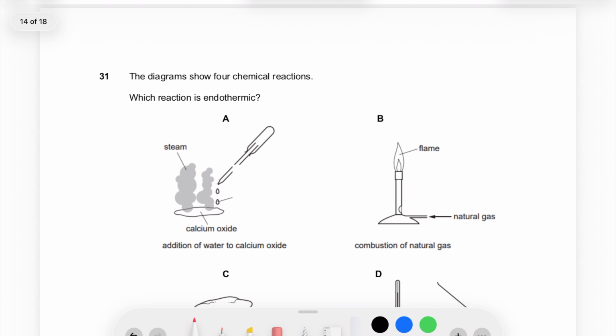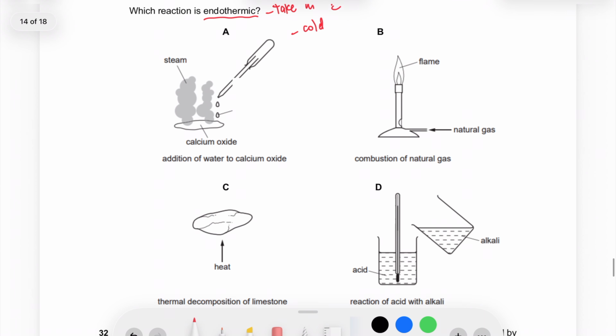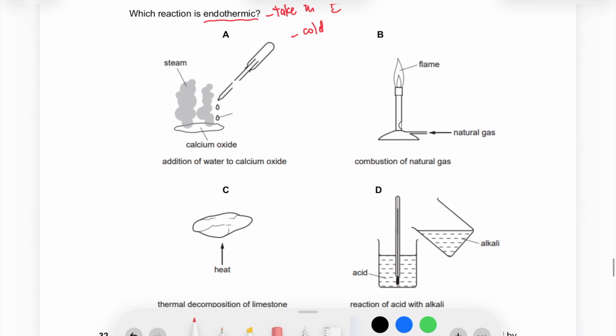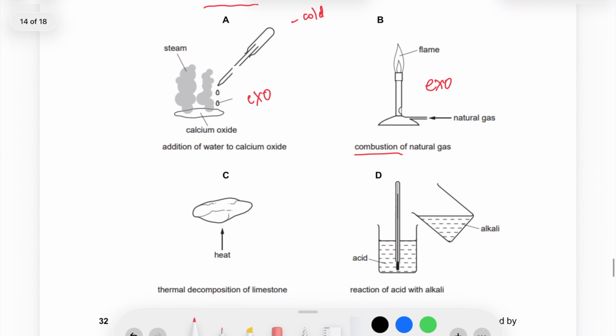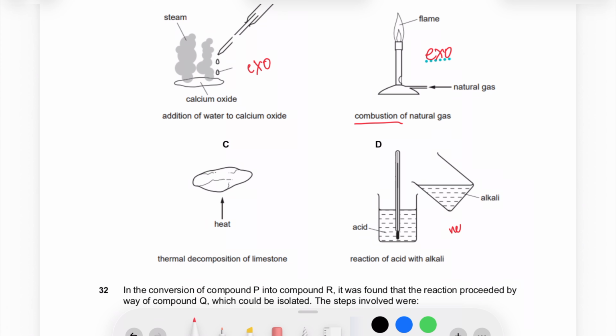Question 31. Which one is endothermic? Endo means what? Take in energy. Okay, and then the surrounding becomes cold. So let's look at the possible options. This one is a steam, is give out, so this is exo. Burning definitely is exo, also combustion. Okay, neutralization is definitely exo. So this one, thermal decomposition, because you take in the heat. Okay, so answer will be C.